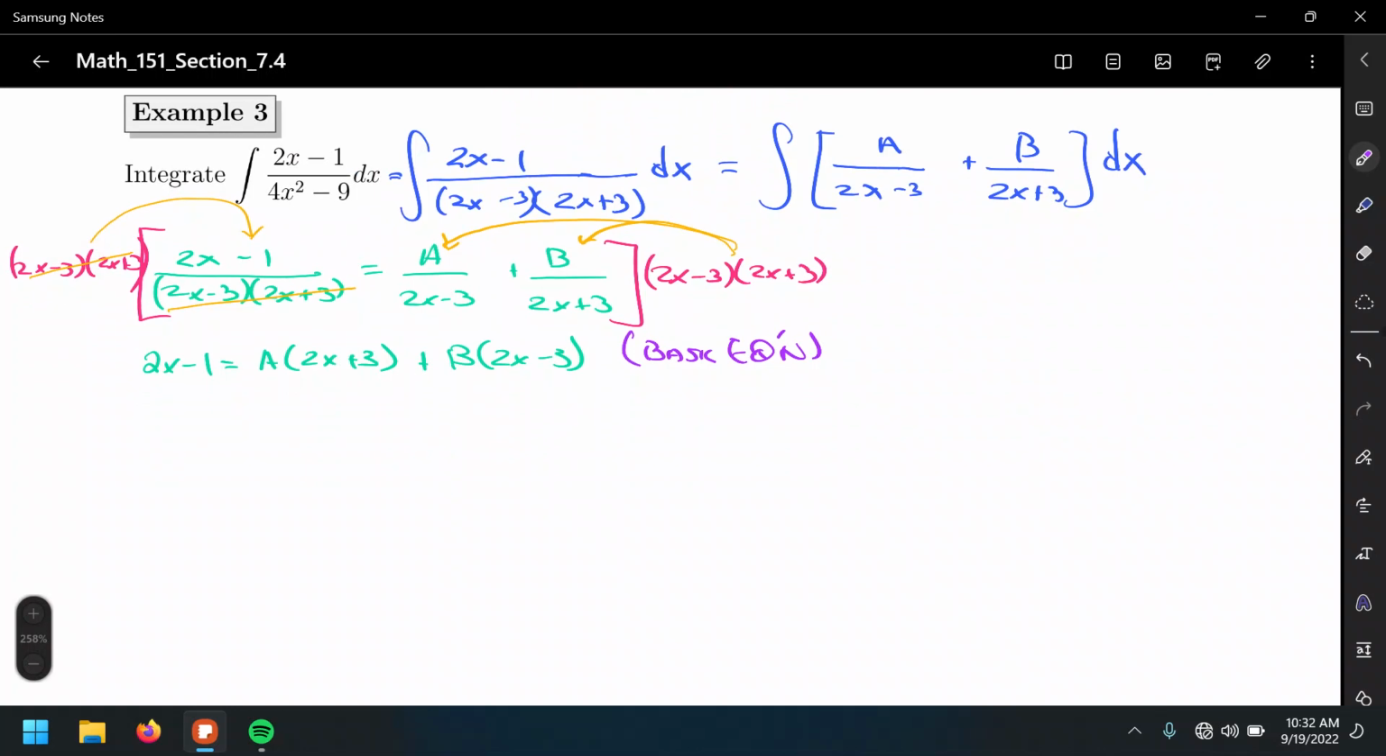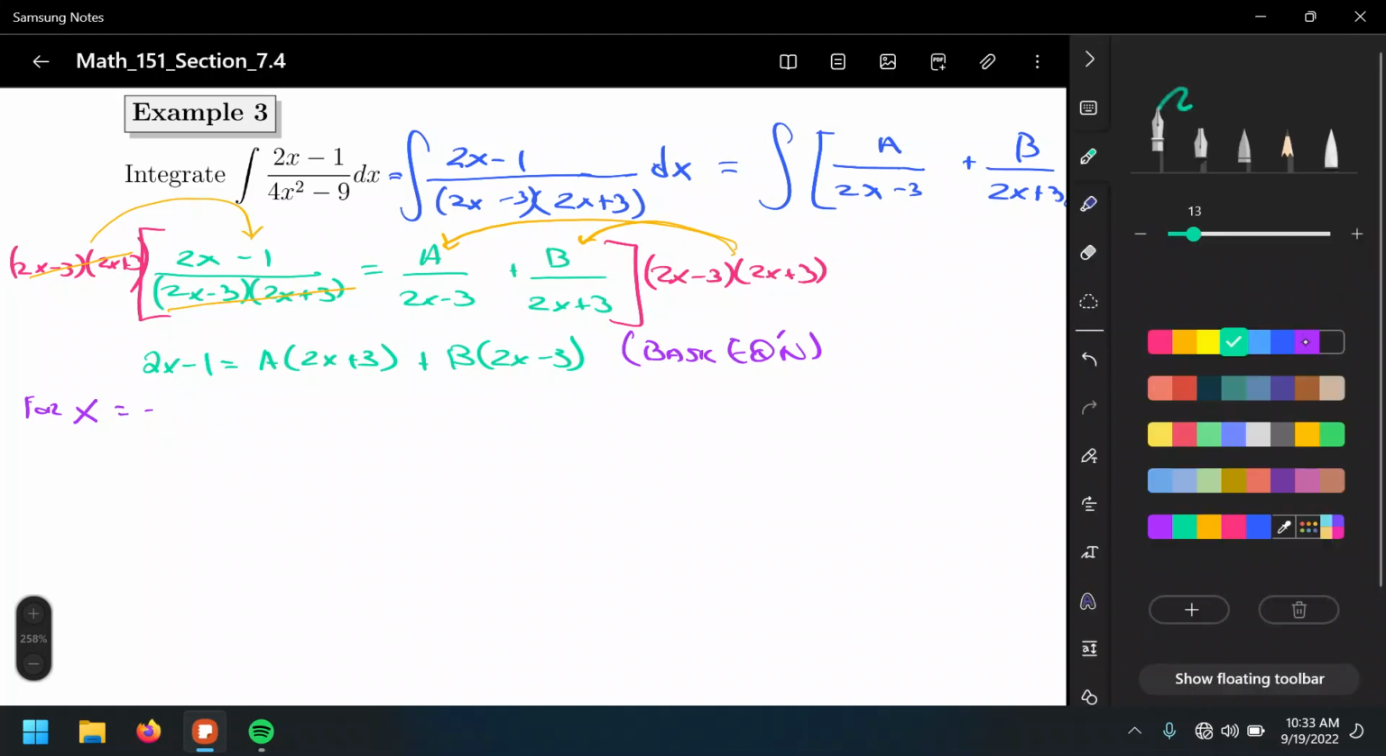Negative 2 over 3, negative 2/3. So for x, negative 2/3, well, what are we going to get? 2 times, oh, 3/2, right? Negative 3/2. Yes, negative 3/2. That's fine. Yes, it's still morning, so, okay, so 2 times negative 3/2 minus 1 equals a times 2 times the negative 3/2 plus 3 plus b times 2 times the negative 3/2 minus 3. Let me plug in.